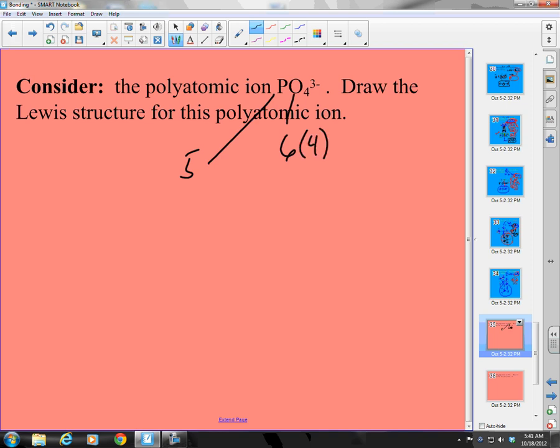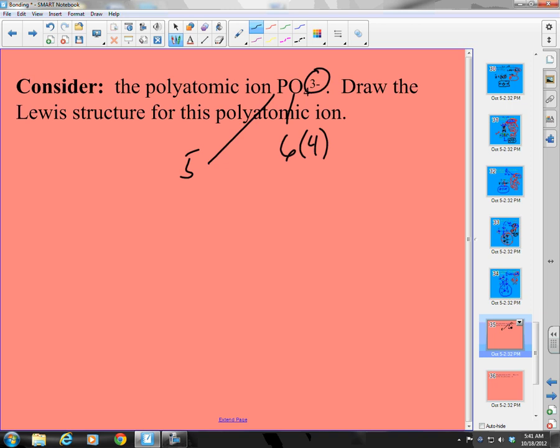Good. What do we do with that? What does that 3- mean? A 3- means that there are 3 more electrons than protons. So that means we have to do something with our valence electrons.